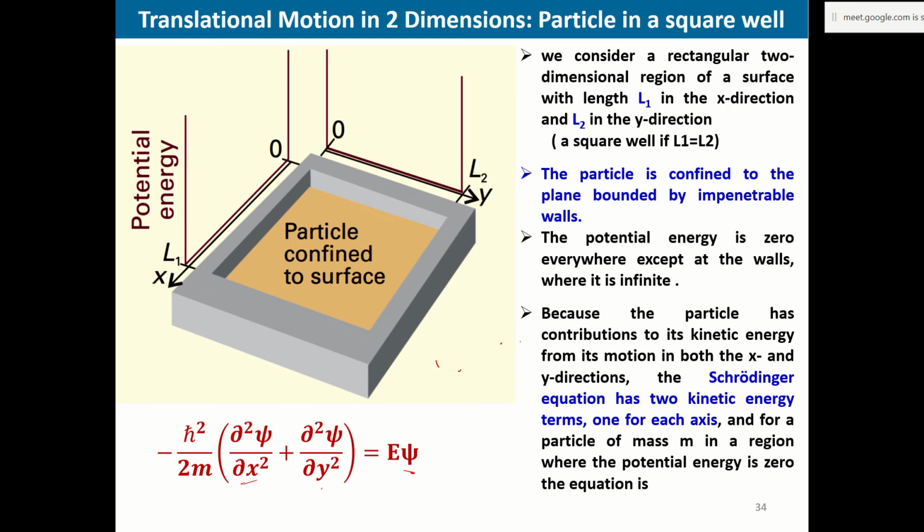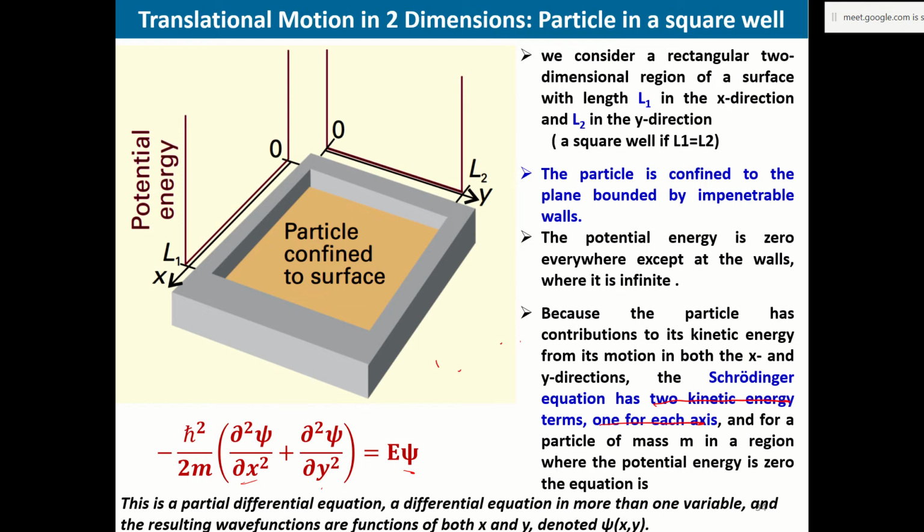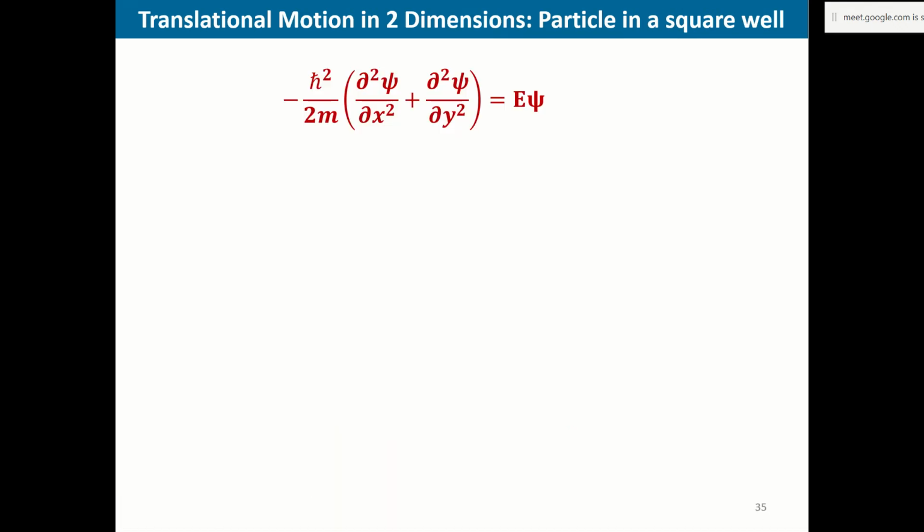Because they are moving, the overall motion can be bifurcated. In two dimensions, motion along x and along y can be seen as moving along x and y. So you can also have two kinetic energy terms, one for each axis, and then you can define the overall energy in a region. Okay, so this is a partial differential equation.